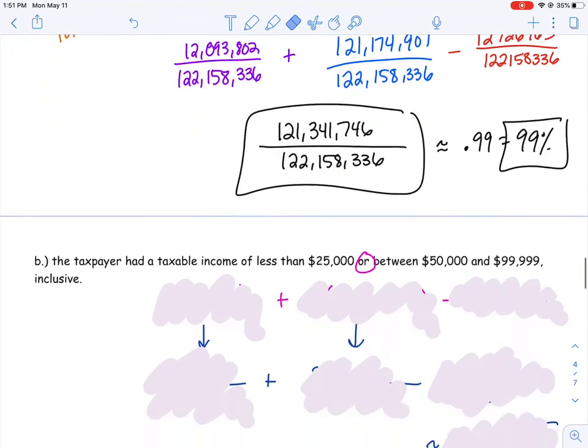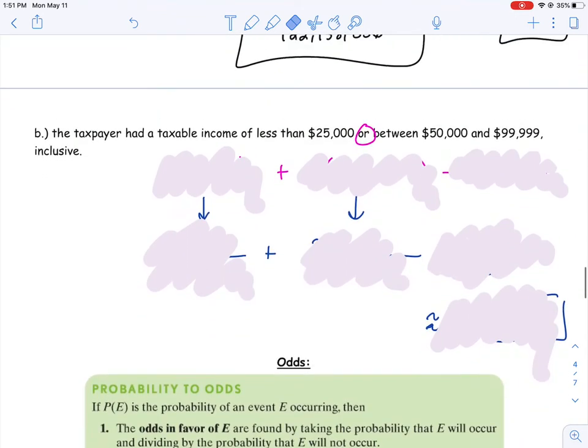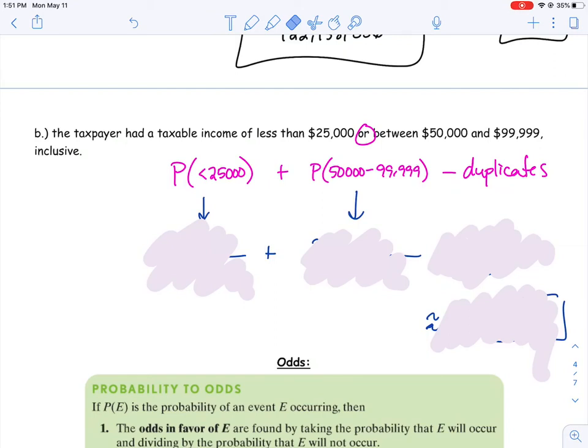All right, let's do another one. Here's part B. Maybe you could pause the video, look at your chart, and see if you can do part B all by yourself. Let's see. All right, part B says the taxpayer had a taxable income of less than $25,000 or in between $50,000 and $99,999. I have the probability of making less than $25,000, or means add, the probability of making between $50,000 and $100,000. We've got to think about subtracting any duplicates if there is any.